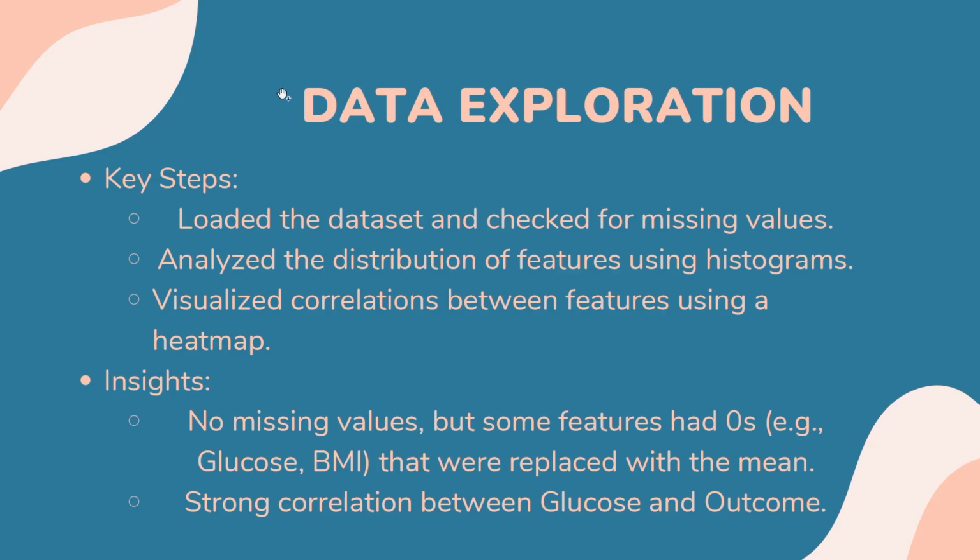The next part is the data exploration. The key steps involved here are that we load the dataset and check for missing values, analyze the distribution of features using histograms, and visualize the correlation between features using a heat map. Inside the dataset, there are no missing values, but some features have zeros, that is glucose and BMI, which we replace with the mean. We will discuss it further.